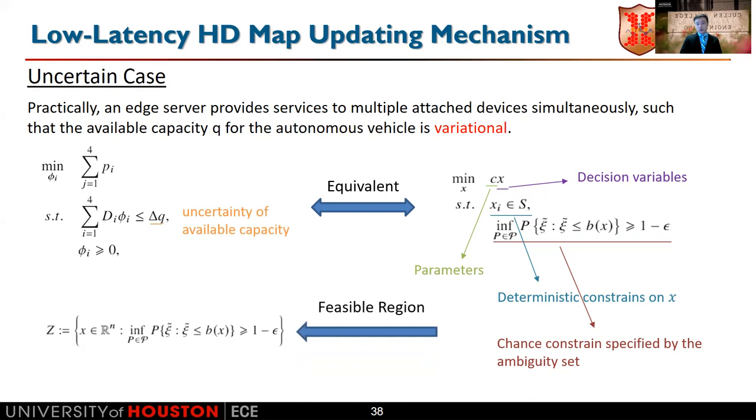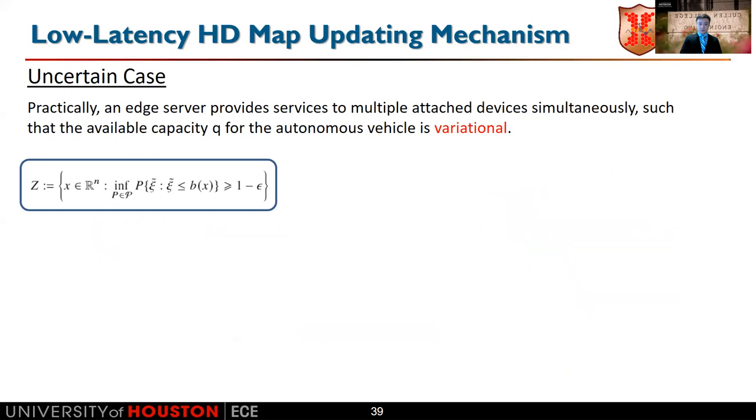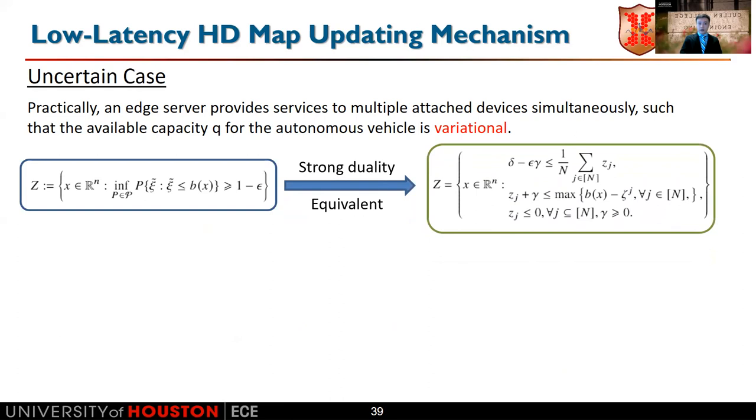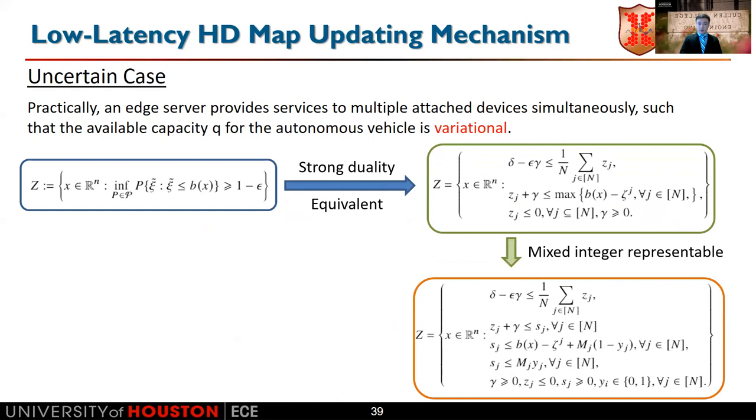Also, based on this distributionally robust chance constraint form, we can derive the feasible region like this. Then, by obtaining the strong duality, we can find the equivalent form of the original feasible region. Then it can be represented by the mixed integer representation. However, for this problem, the scale is too large, but the HD map updating is latency sensitive. So we need to find a quicker way to figure out the solution.